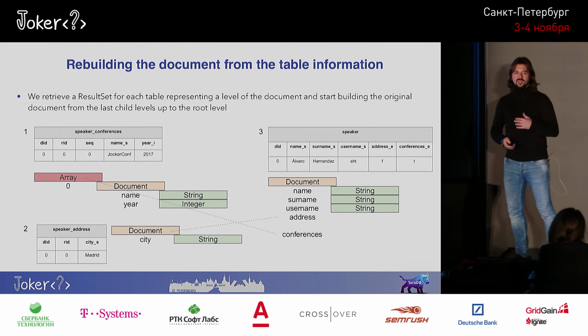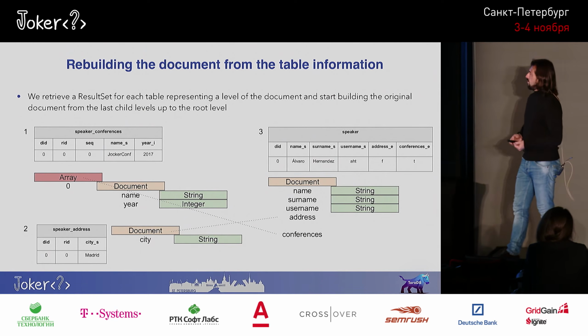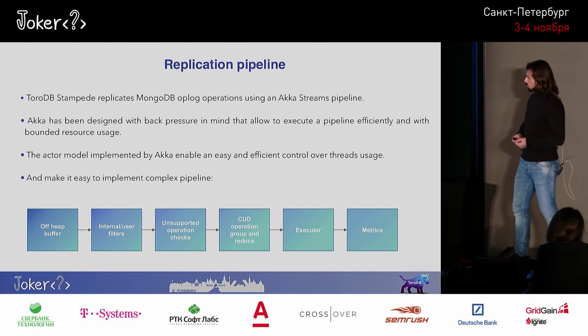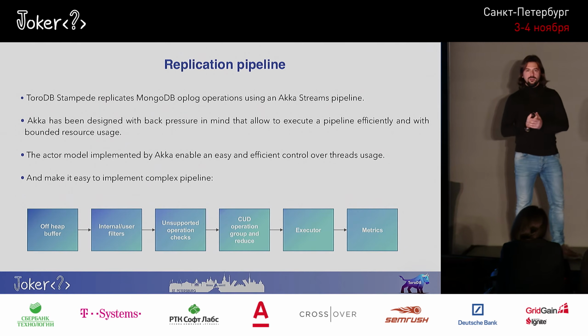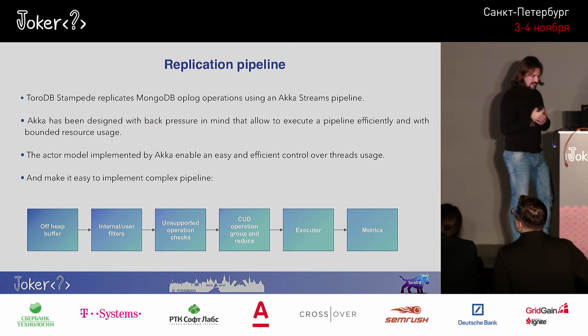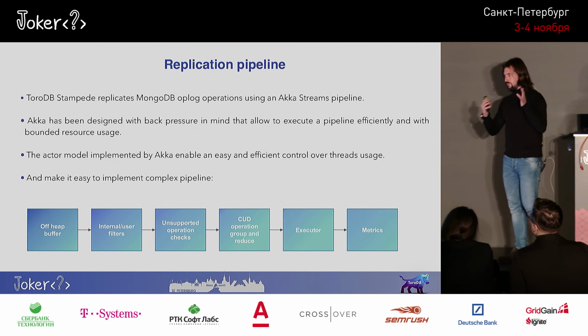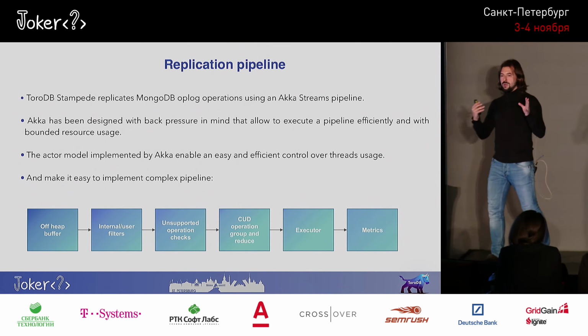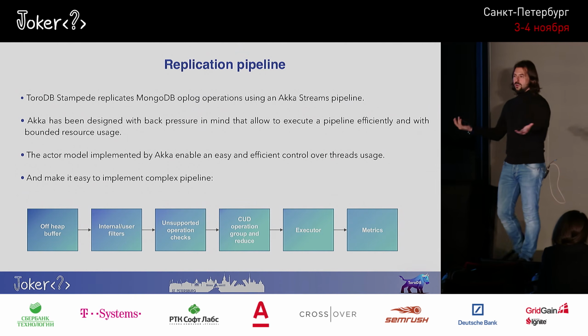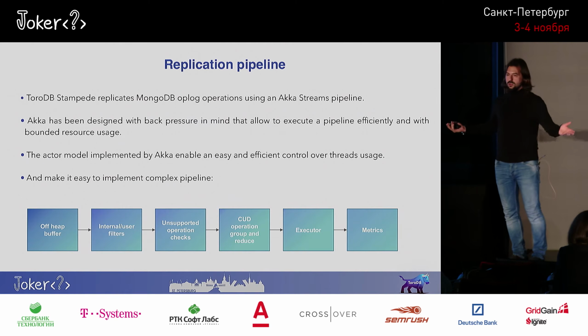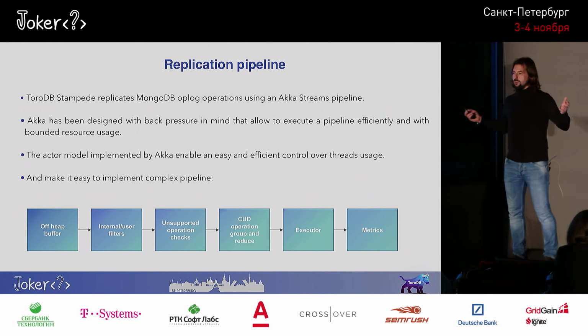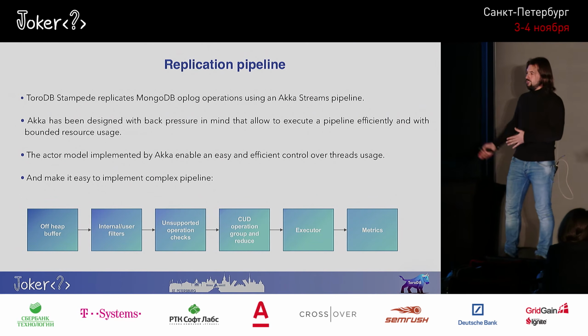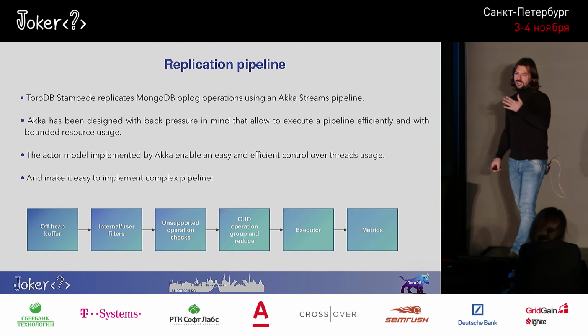Let's now look a little bit at the technology and some problems that we faced that are interesting to mention. First of all, the replication pipeline. As I have mentioned, ToroDB replicates the data from MongoDB. And if you think about this replication process, this is very stream-oriented, right? This clearly resembles a pipeline of operations that we need to perform on a stream of data.